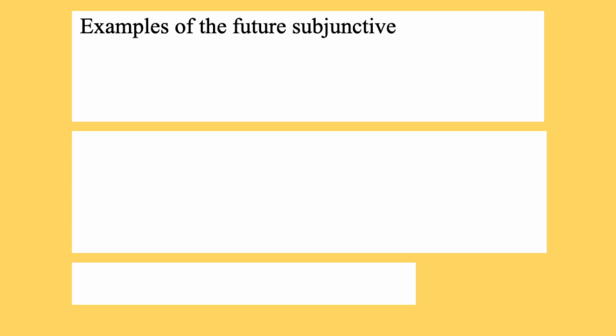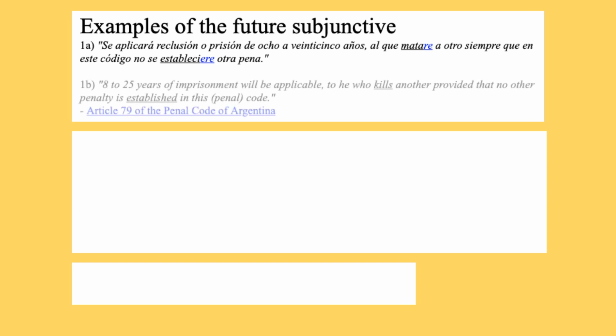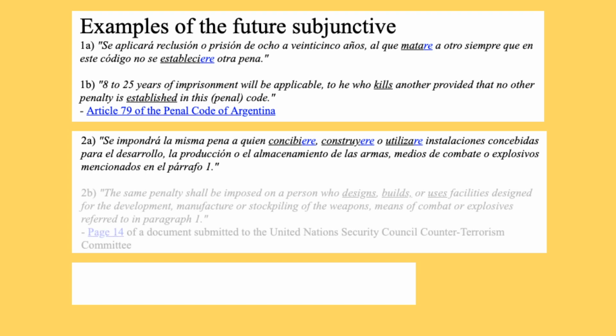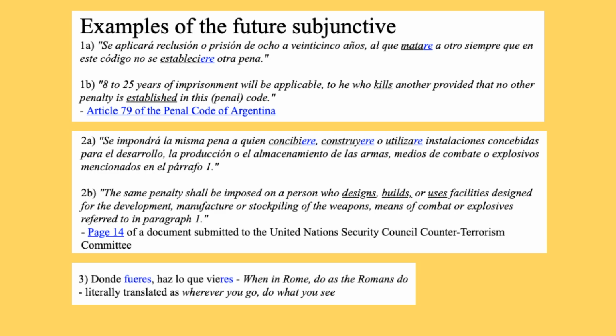Some examples of the future subjunctive in use. Se aplicará reclusión o prisión de 8 a 25 años al que matare otro, siempre que en este código no se estableciere otra pena. This is from the Penal Code of Argentina. Se impondrá la misma pena a quien concibiere, construyere o utilizare instalaciones concebidas para el desarrollo, la producción o el almacenamiento de las armas, medios de combate o explosivos mencionadas en el párrafo 1. This is from a document submitted to the UN Security Council. And we have a proverb, donde fueres, haz lo que vieres.